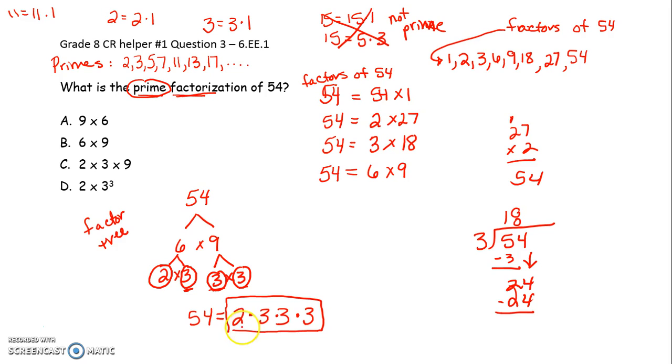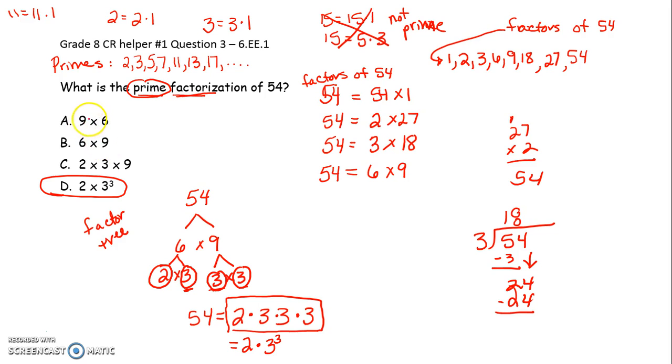So this here is the prime factorization of 54. It's 54 written as a product, multiplication, of prime factors. Now if I look at the list here, I'm like, ooh, that's not one of the answers. Well, that's because you're in 8th grade, so repeated multiplication of 3, keep your 2. If I have 3 threes being multiplied together, we can write that as 3 to the 3rd power. So it would be letter D.